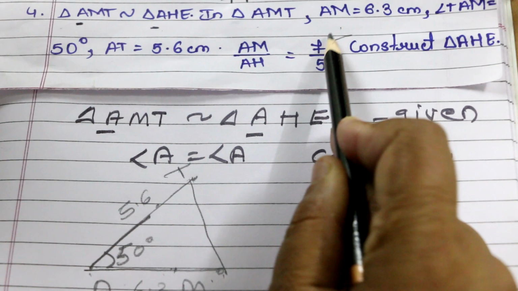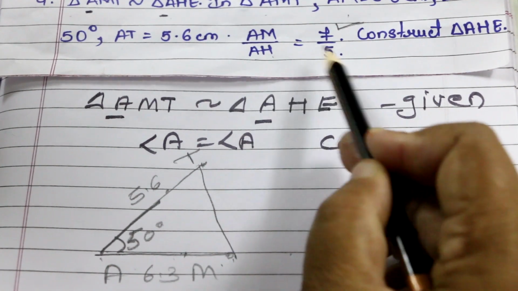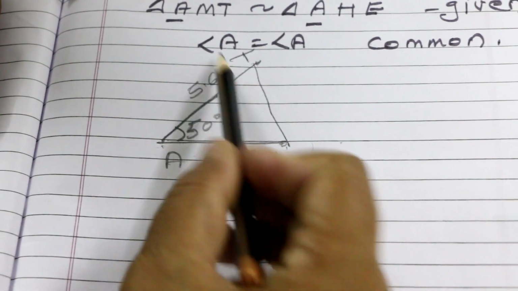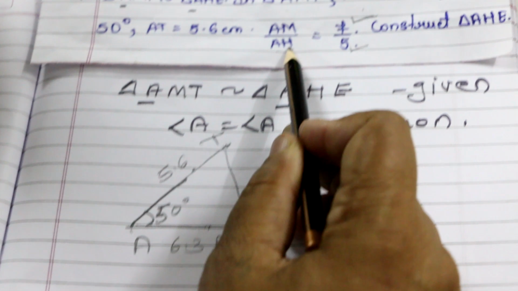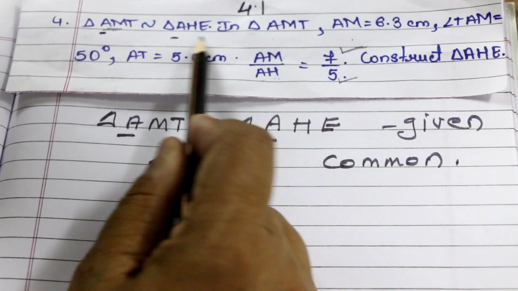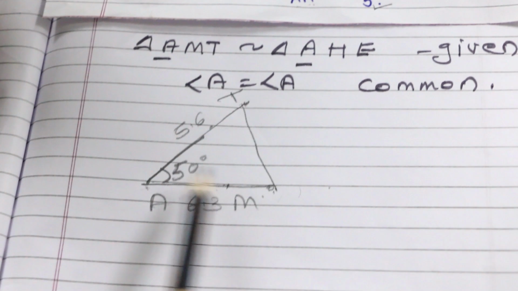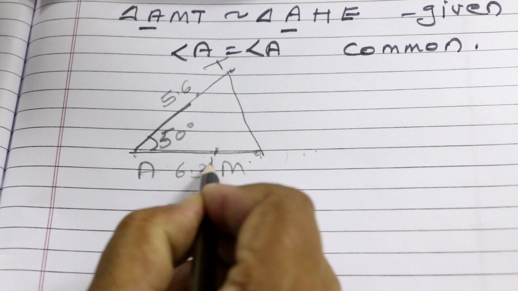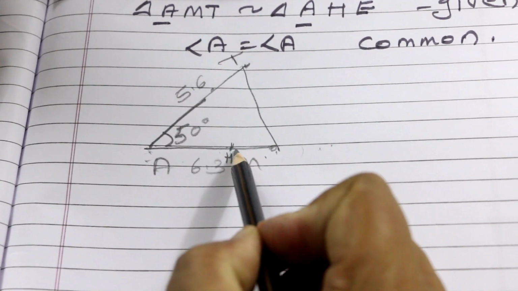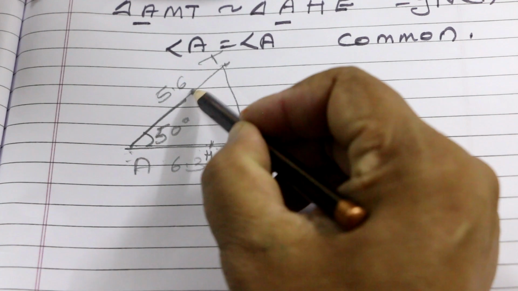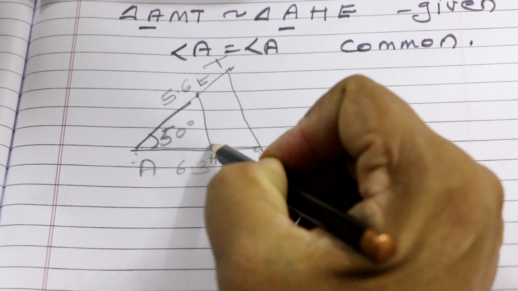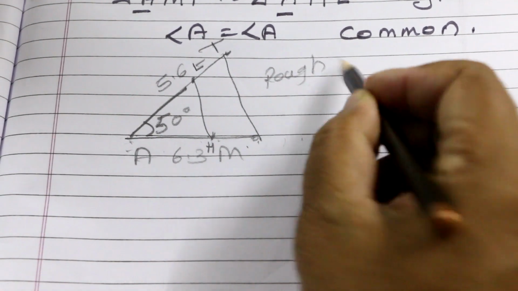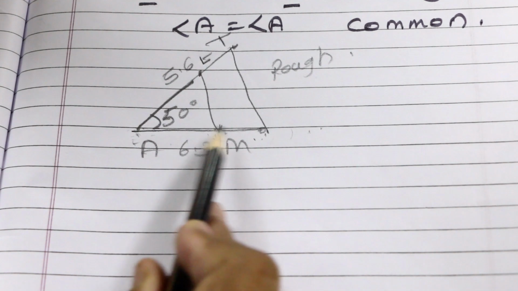AM is having the larger part, AH is having the smaller part. That means AM is the bigger triangle, AMT is bigger. AM corresponds to H. So H is not here, H is somewhere here. So we got AH, and E will be somewhere here. So this is our required triangle which we have to draw. This is the rough figure, children. Referring to this figure, we are going to draw the construction.